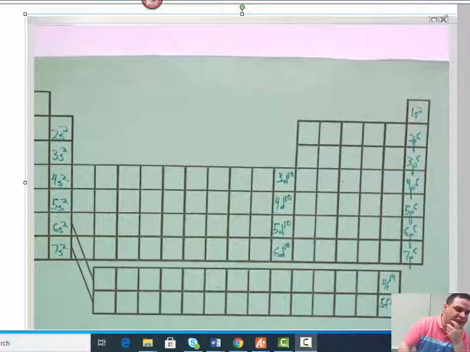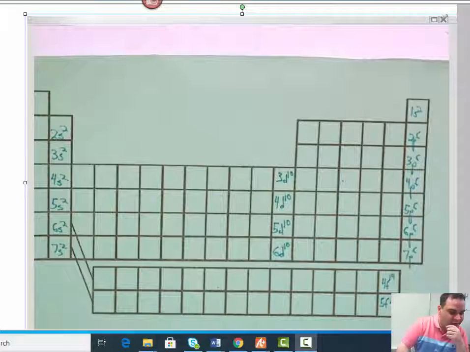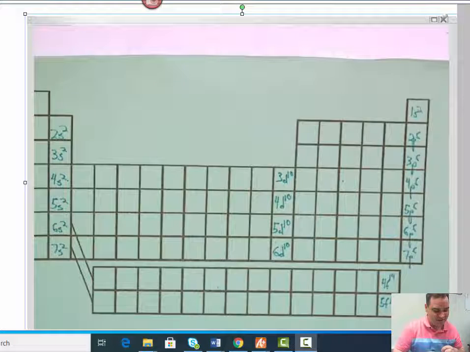Hey, Mr. Harridan here. We're going to do some f-block electron configurations, noble gas electron configurations, the shorthands, and we're going to learn how to identify some electron configurations.